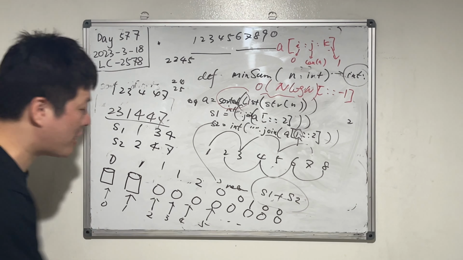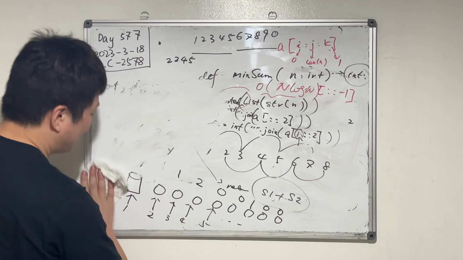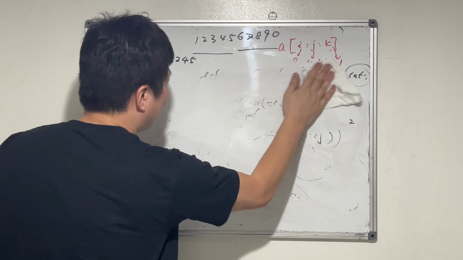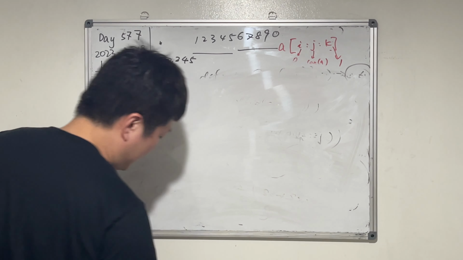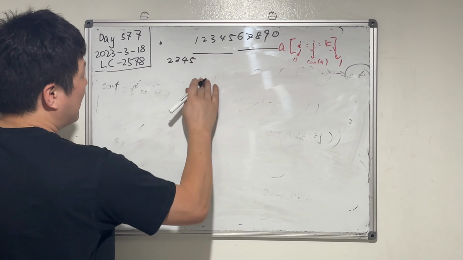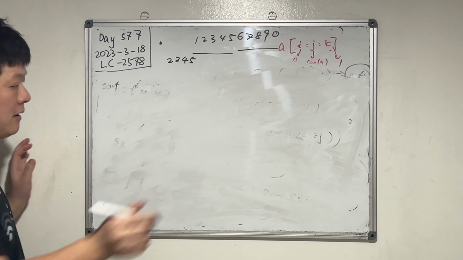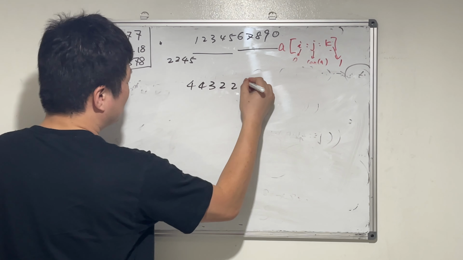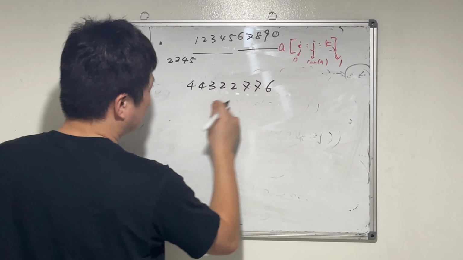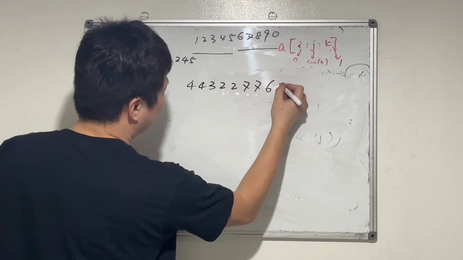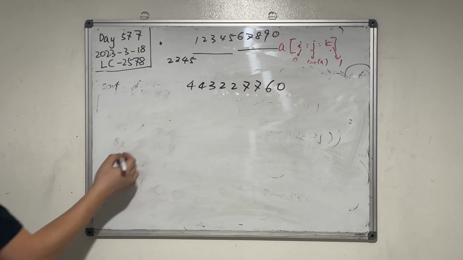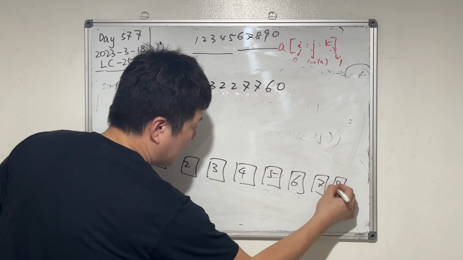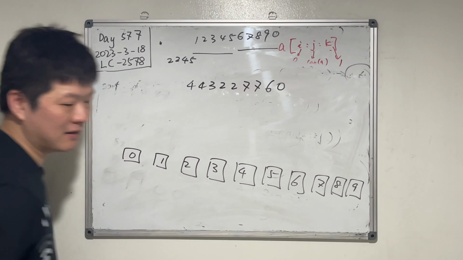Yeah? Okay, let me try another example, okay? Just to make sure you fully understand. And then we can do the coding, okay? So, try another number, right? 4, 4, 3, 2, 2, 7, 7, 6. Okay, then how many numbers? Let's make it another 0 here. So 10 buckets, right? Okay, this is 10 bucket.